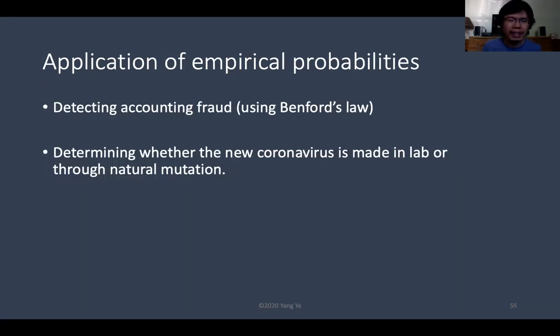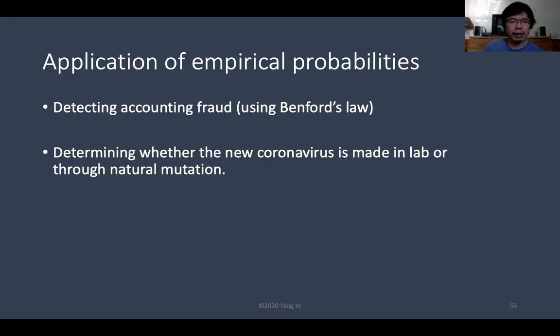Another usage that I recently read about is this: there's a recent conspiracy theory saying that the new coronavirus that's causing the pandemic right now was made in a lab in Wuhan, China. And a lot of scientists have already refuted that. How were they able to determine that? They looked at natural mutation, how certain mutations change in the genome, to determine what is more likely to change at what spot.